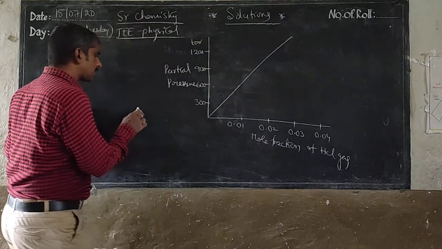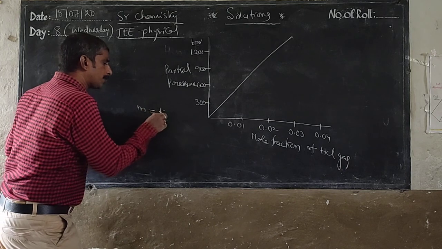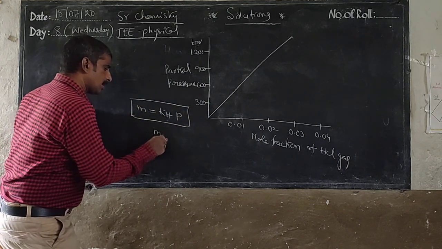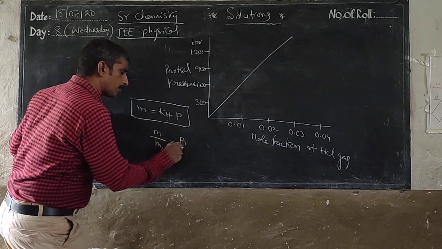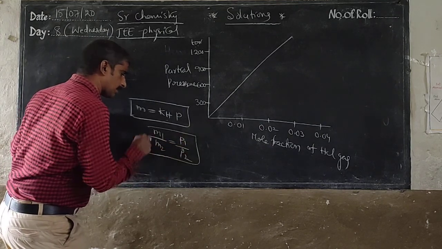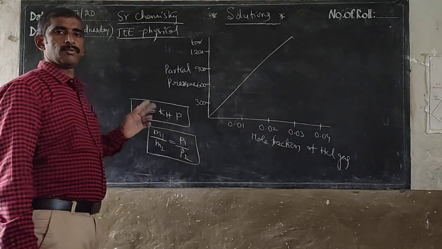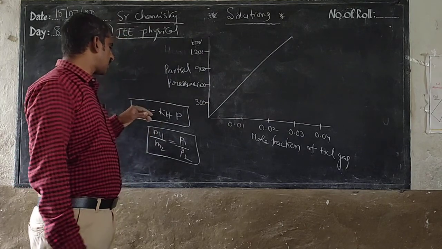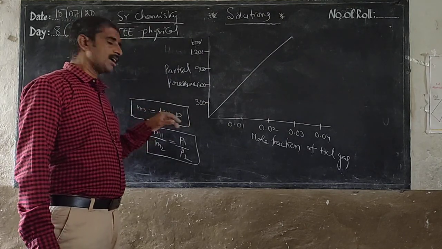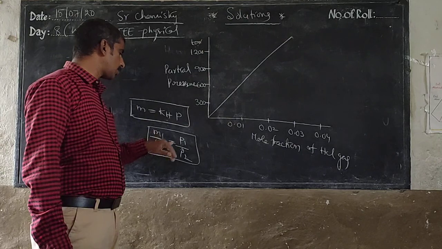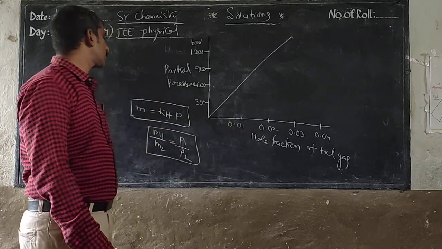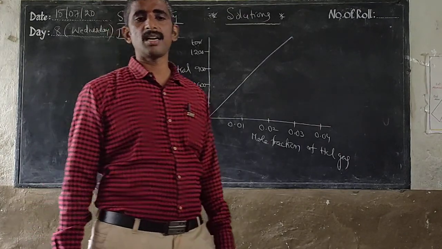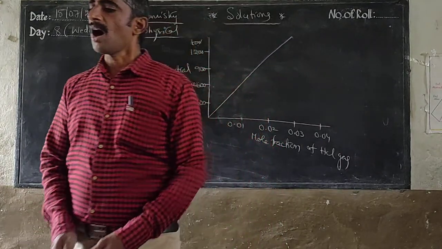Generally, the simple Henry's law formula is m = KH × P. Simply, m1/m2 = P1/P2. That is another formula. So I have given two statements of Henry's law: the mass of the gas is directly proportional to pressure, m = KH × P, and m1/m2 = P1/P2. That is one of the important points in Henry's law. This is the pressure effect.